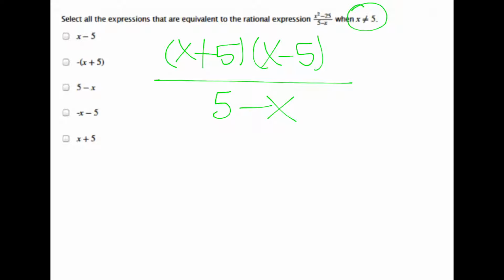These actually cancel out right here, but they don't just cancel out and disappear. They cancel out and become negative 1, and they are left with an x plus 5. So that's this answer right here.